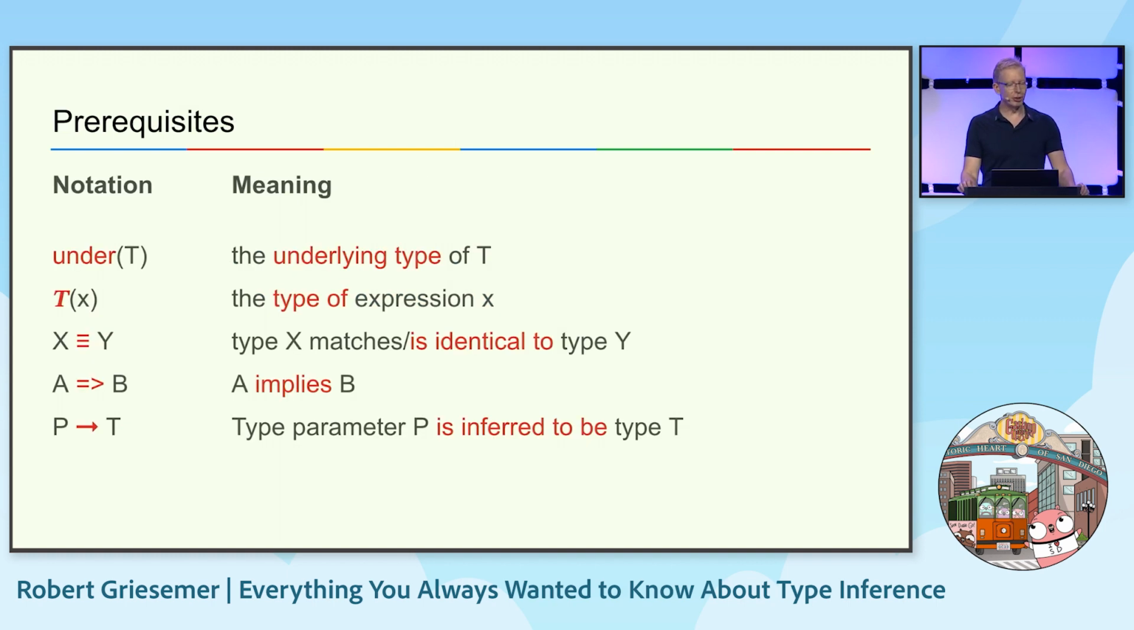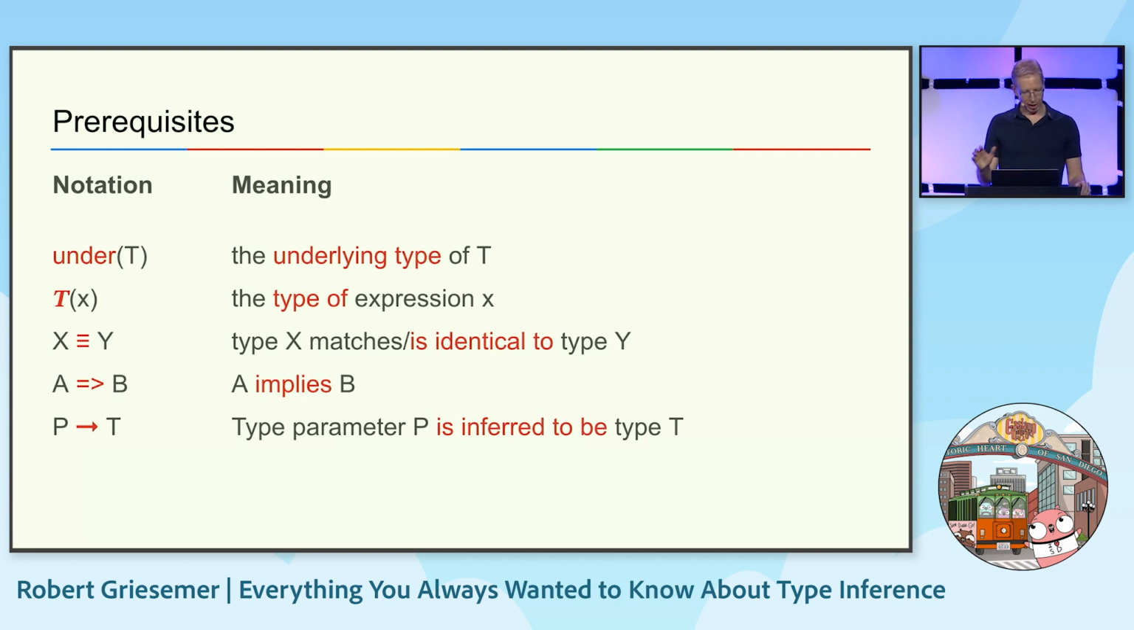Before I continue, let me introduce some notation I'll be using in some of the slides, just so they become a little bit clearer. Most of these symbols are hopefully self-explanatory once you see them in context. For people who are perhaps new to Go, under of t means the underlying type of a defined type. So if you give a type a name, the underlying type is usually what's on the right-hand side of that declaration. It's usually a type literal, something that's unnamed.